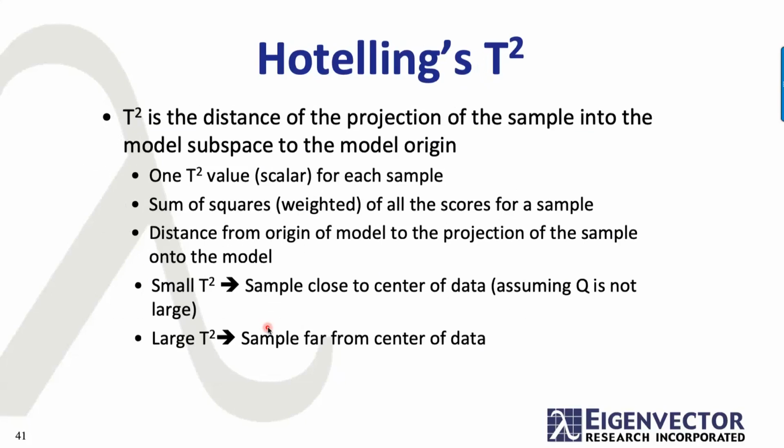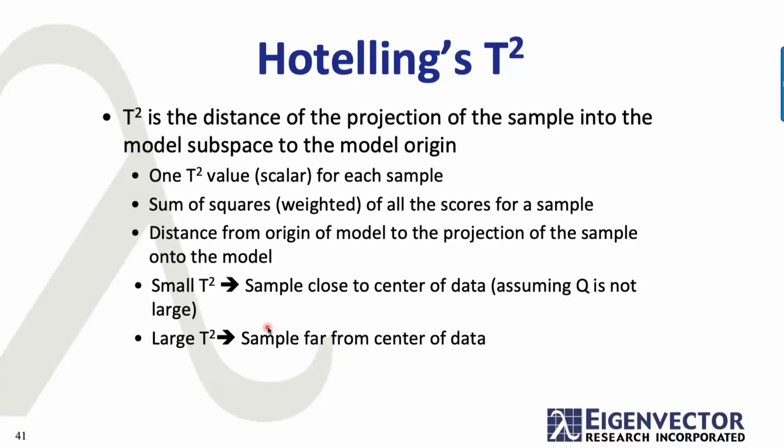And another tool we use all the time is Hotelling's T-squared. So T-squared is the distance of the projection of the sample into the model subspace, so onto the principal components of the model, to the model origin. So again, every sample has one T-squared value. It's the sum of squares of all the scores for a sample that have been weighted to weight them all equally. It's a distance from the origin of the model to the projection of the sample into the model.